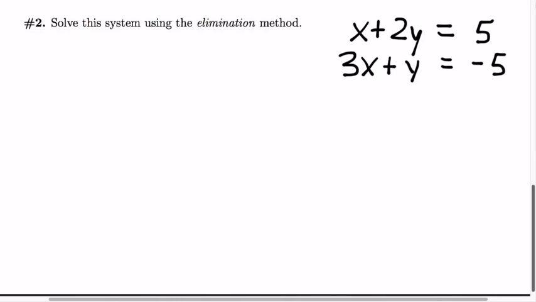So, first of all, using the elimination method, your first step is to multiply an entire equation, or maybe both entire equations, depending on the circumstances. And Paul here is saying, let's multiply this first equation by 3. And so, of course, I'm going to be interested in the question, why 3? What does multiplying the first equation by 3 accomplish?